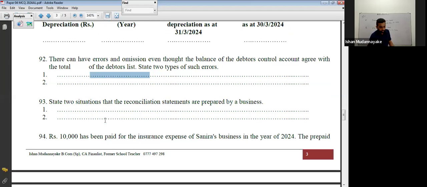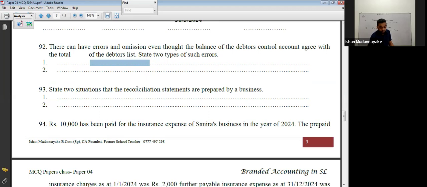Right. 93. State two situations where reconciliation statements are prepared. When preparing a bank reconciliation statement, when preparing a debtor reconciliation statement, and when preparing a creditor reconciliation statement. Some of the situations where we prepare reconciliations in accounts.